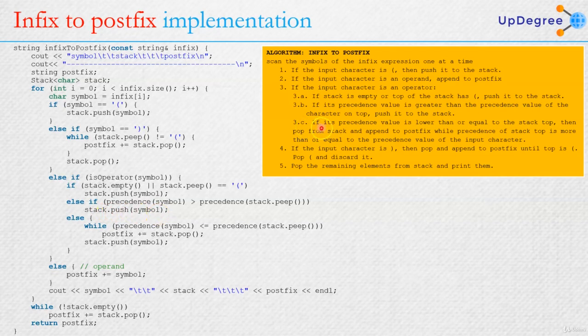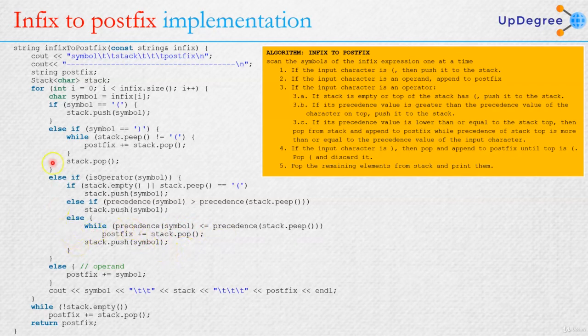And according to rule 3c, if the precedence value is lower than or equal to the stack top, then pop from the stack and append to postfix, while precedence of stack top is more than or equal to the precedence value of the input symbol. So basically this is implemented here. If the precedence value of the symbol is less than or equal to the precedence value of the stack top, then we are going to pop it from the stack top and append it to the postfix expression. We will keep doing it till the precedence value of the symbol becomes greater than the precedence value of the stack top. Okay, and then we are going to push our symbol to the stack.